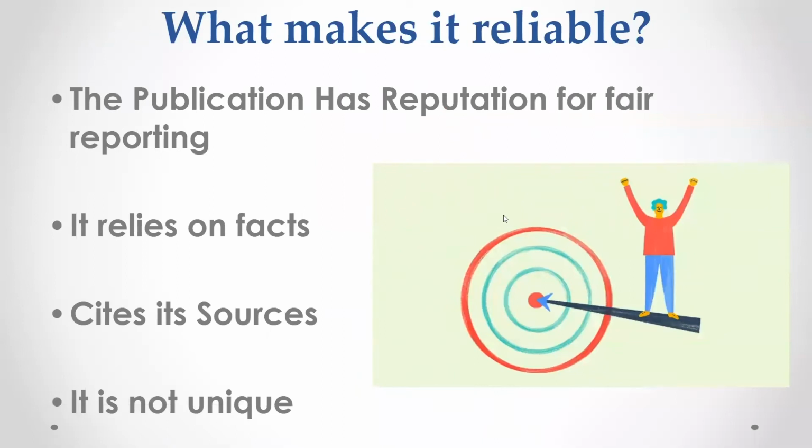All right, so what makes a site reliable? A reliable site has to have all four of these things in order to be reliable. So the first thing is that the publication has a reputation for fair reporting. So this is often an indication that it has fair and well-reputable sources. For example, the Washington Post and other news sites are examples of this that millions of people use, that are known to be reputable and fair.